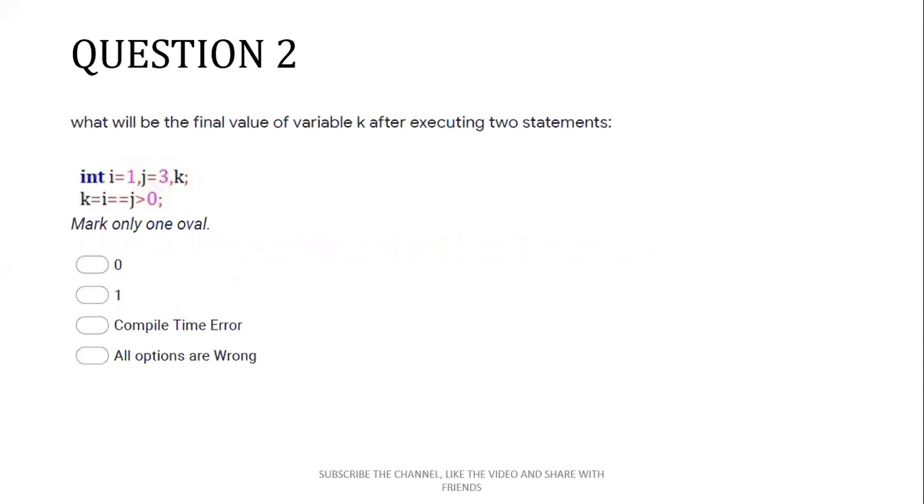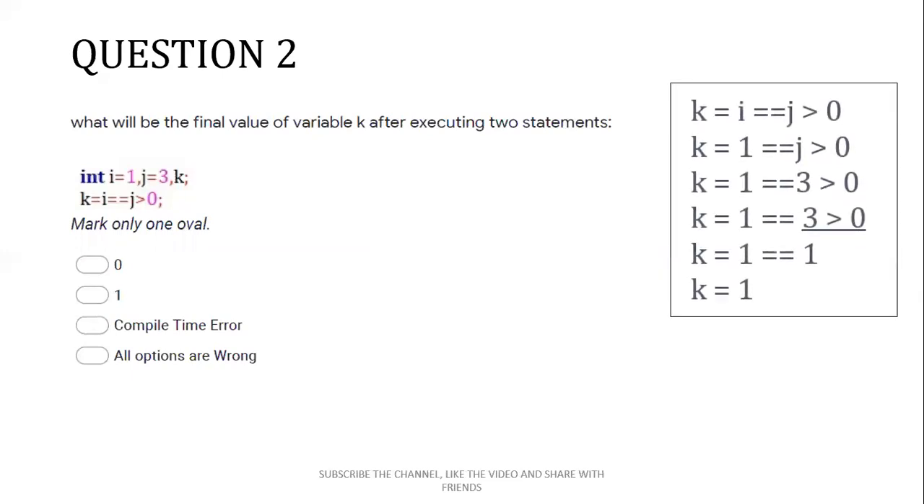Question number 2: what will be the final value of the variable k after executing these two test statements? So you are having two variables i and j, where i value is 1 and j value is 3. Then you have to find the value of the k variable in the expression k = i == j > 0. So how can we find it? So let's discuss the solution. You can see k = i == j > 0.